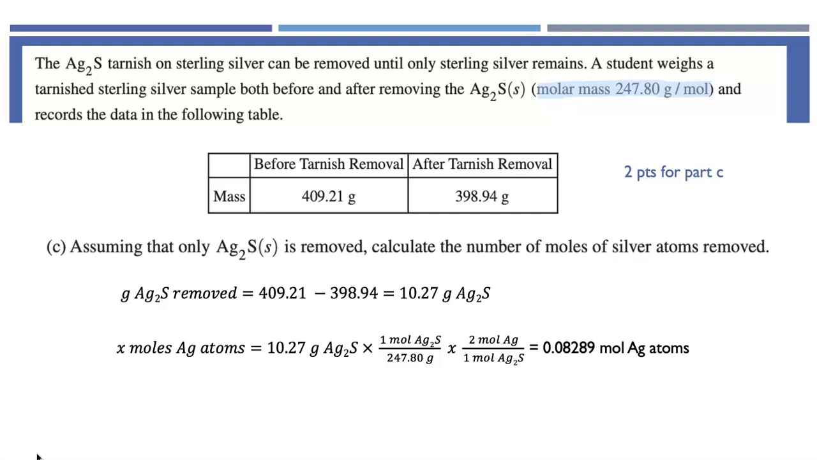There are 2 points for part C. 1 point was for finding the mass of the silver sulfide that was removed and doing that correctly. And then the second point was for finishing the calculation with the correct answer. You do need to show all your work here, and of course you want to arrive at the correct answer. But there was an opportunity for some partial credit.